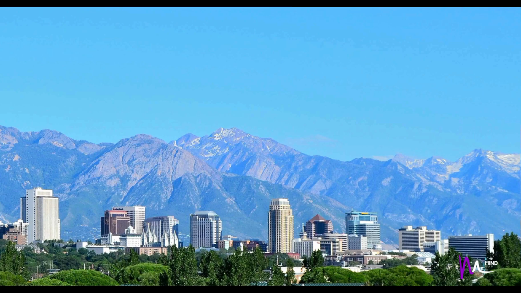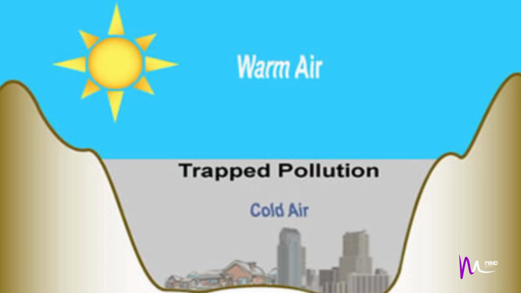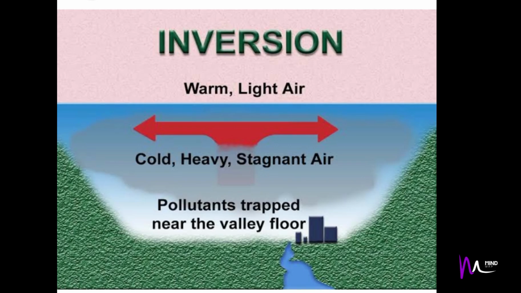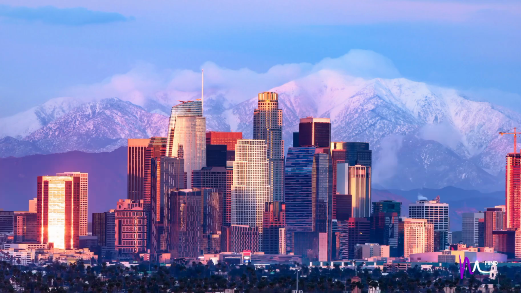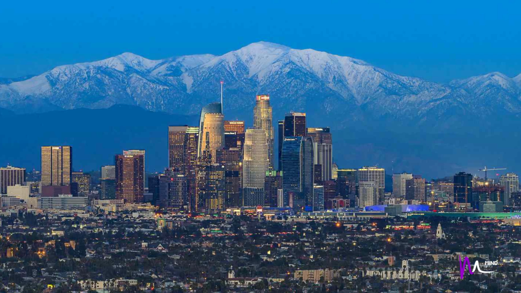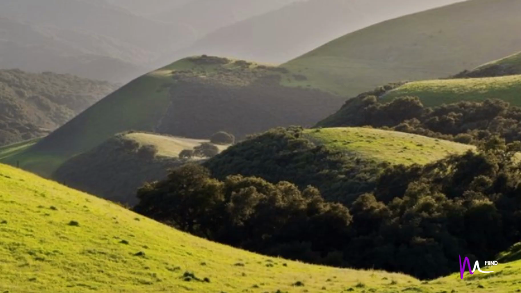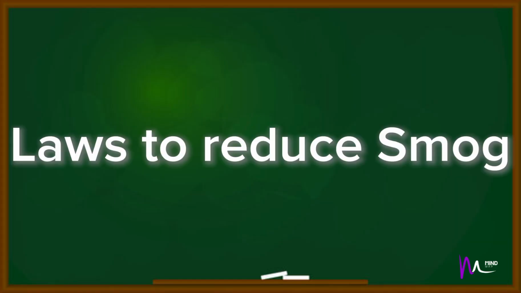Cities located in basins surrounded by mountains may have smog problems because the smog is trapped in the valley and cannot be carried away by wind. Los Angeles, California, United States, and Mexico City, Mexico, both have high smog levels partly because of this kind of landscape. Many countries, including the United States, have created laws to reduce smog.